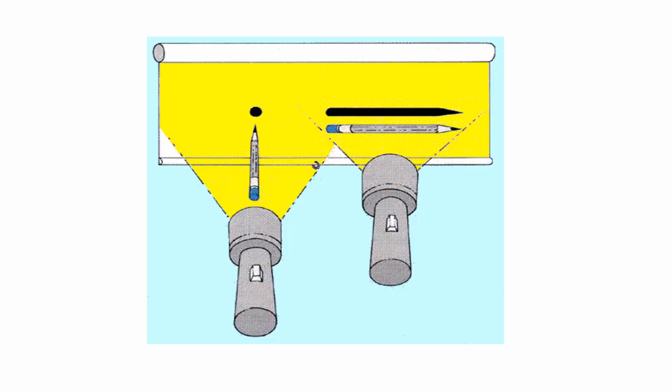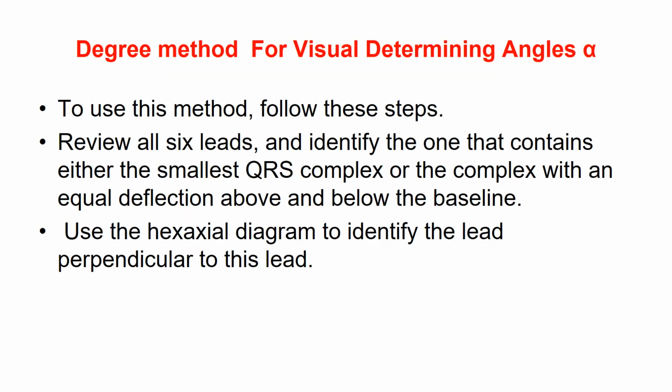1. If the vector is perpendicular to the lead axis, the projection is 0. This is the so-called zero or isoelectric lead. Flashlight on the left. 2. If the vector is parallel to the lead axis, the projection of the vector is equal to the vector. Flashlight on the right. 3. The smaller the angle between the vector and the lead axis, the larger the projection, and vice versa.